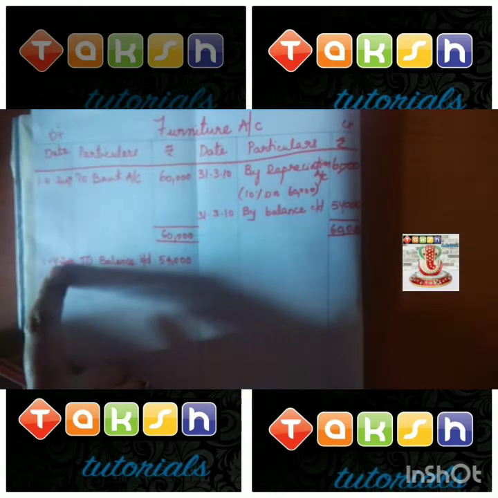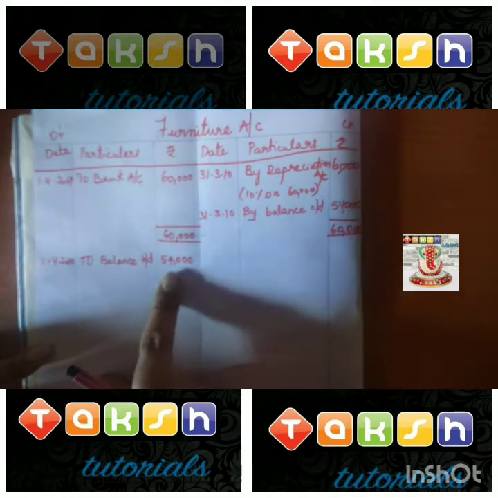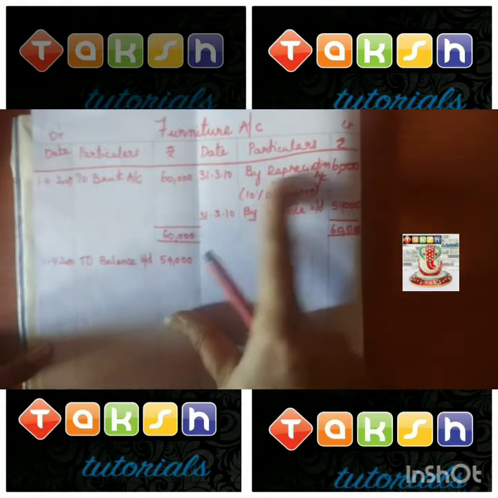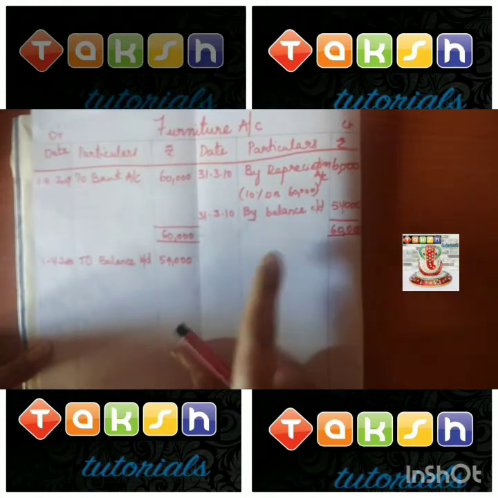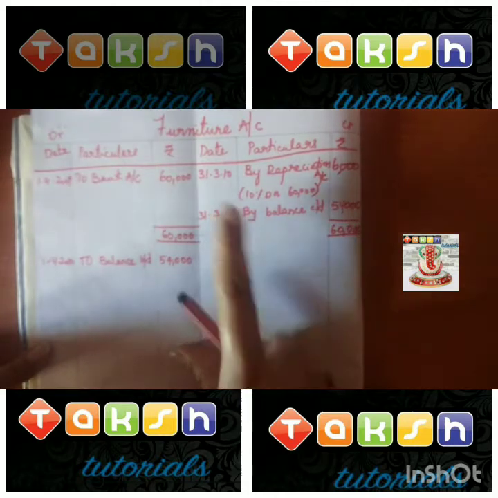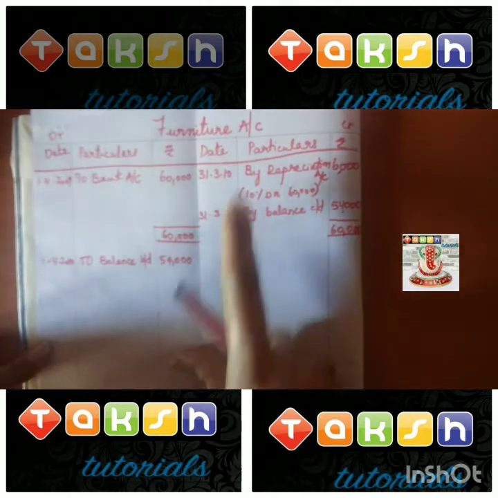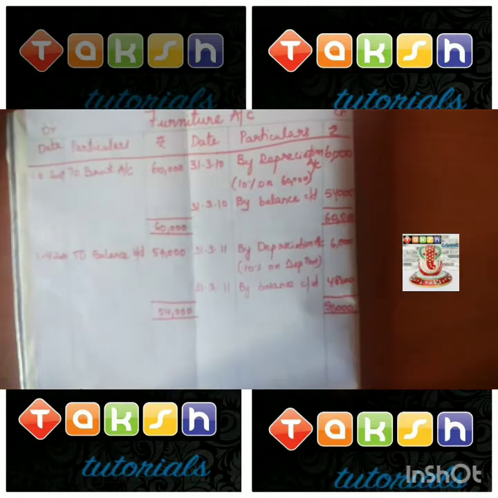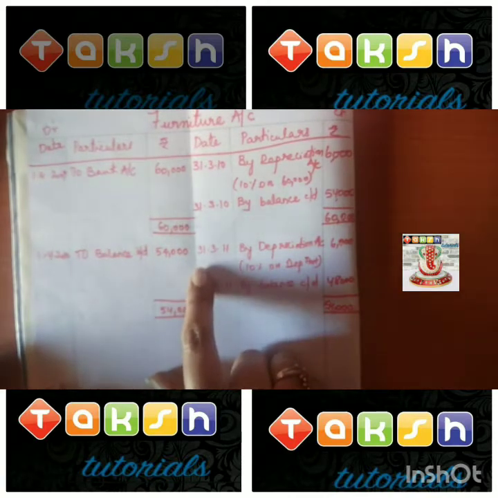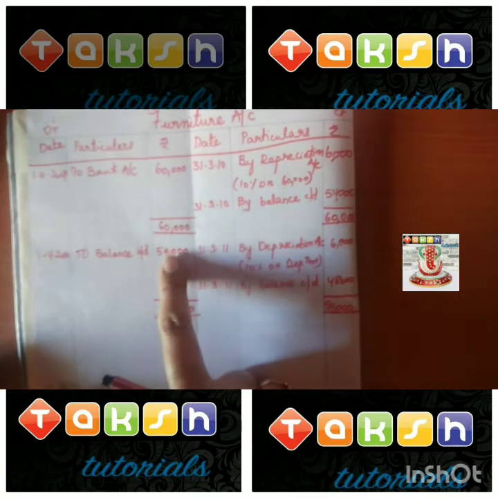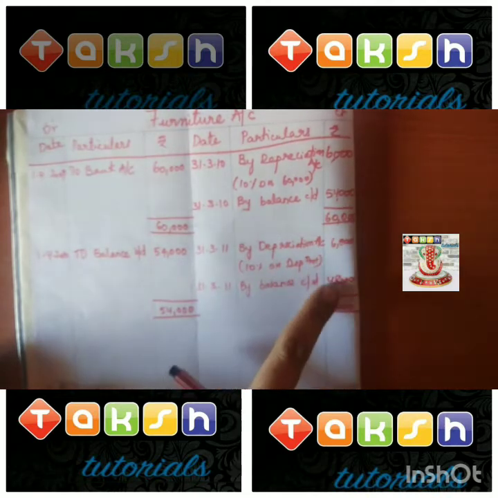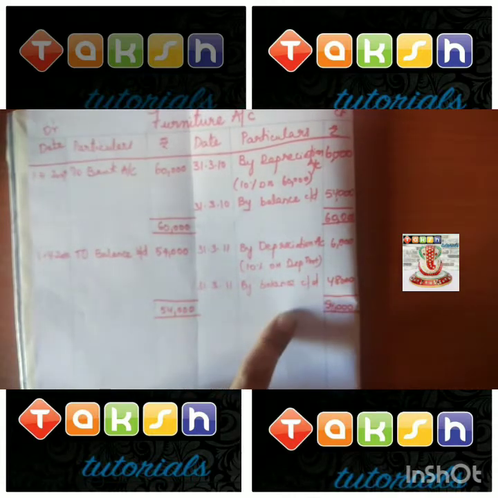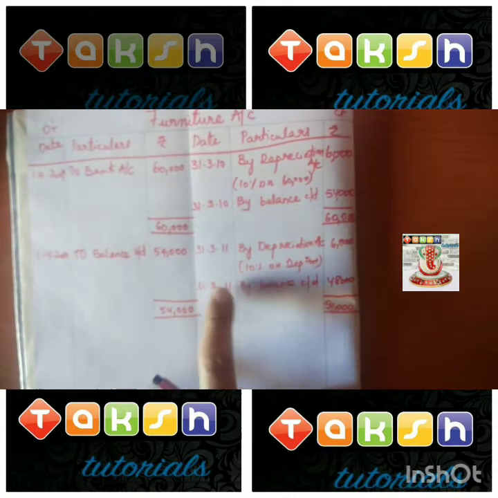Starting of the year 1/4/2010, that is 54,000. Now again for the second year, you have to take the same depreciation amount. So just copy it down, by depreciation account 6,000. Same date, end of the year. Only the year will change: 31st/3/2011. So I've taken depreciation 6,000, 54,000 minus 6,000 will give you 48,000. So this is our balancing figure, end of the year 31st/3/2011.